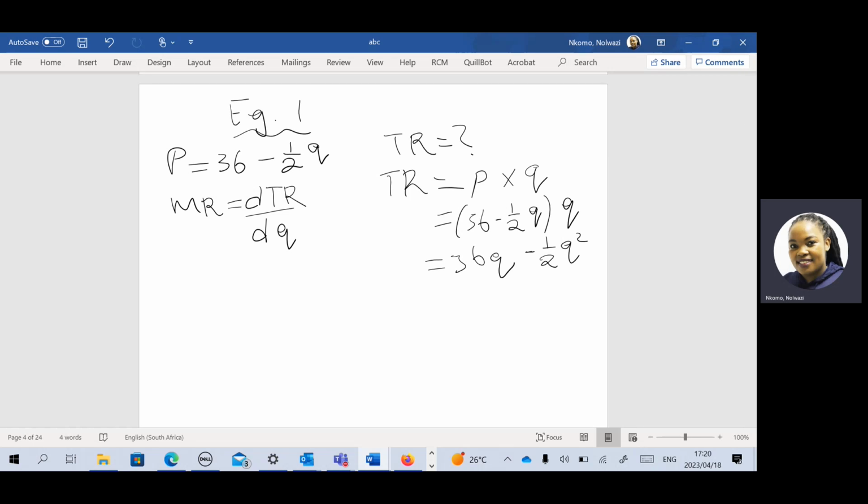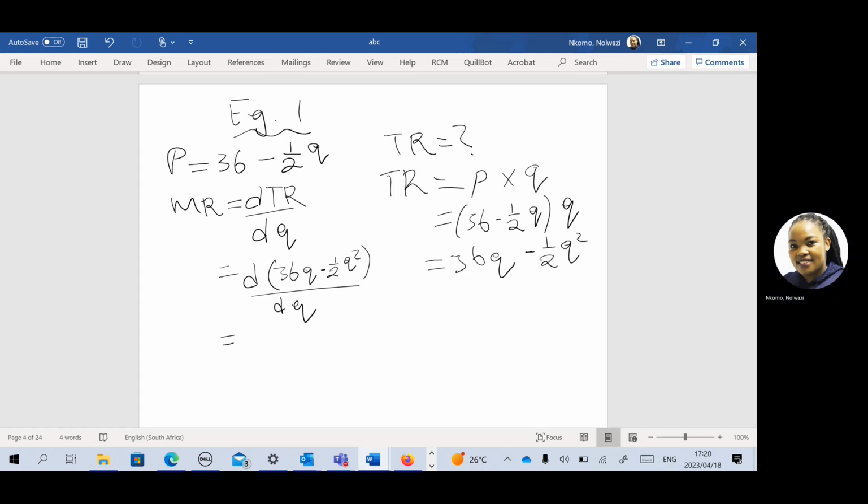So we can now substitute our total revenue here and then differentiate it, find the derivative of it, and that would be our marginal revenue. So this means we have d/dQ of 36Q minus 1 over 2 Q squared. We're differentiating with respect to Q. Again, even here, we still use the power rule. You see, we have a polynomial, so we can use the power rule to differentiate this.